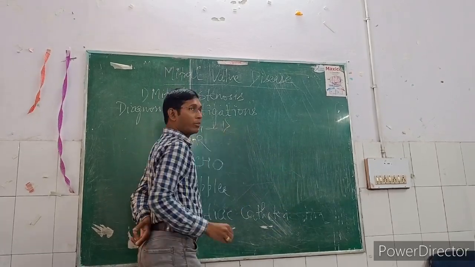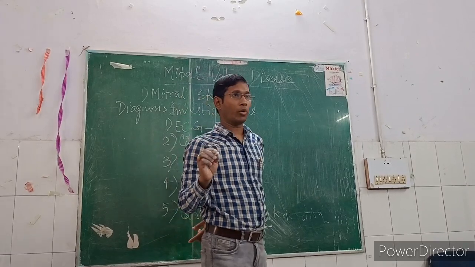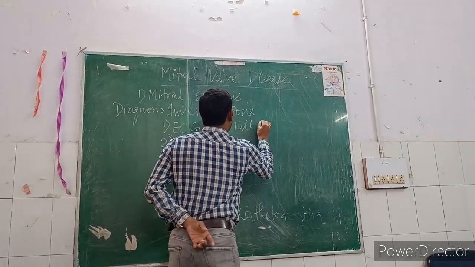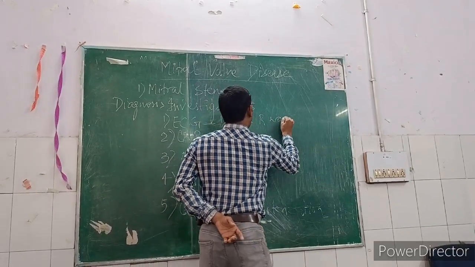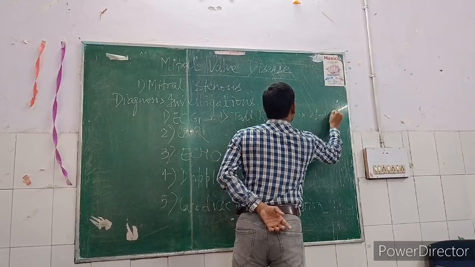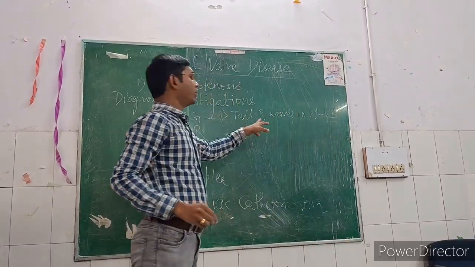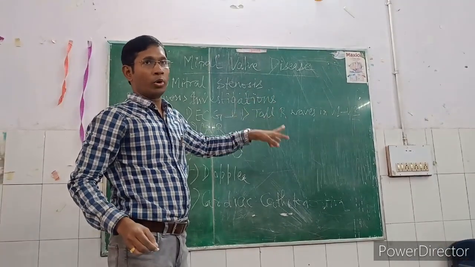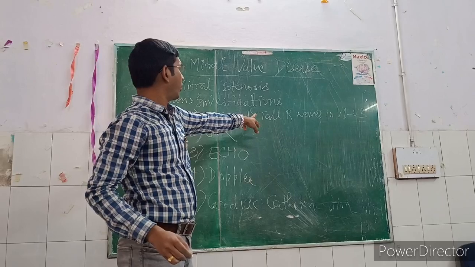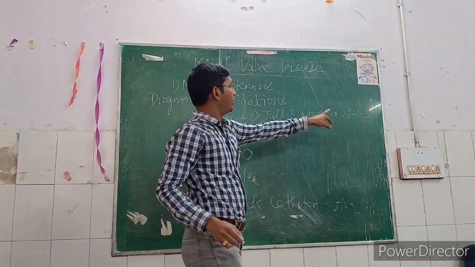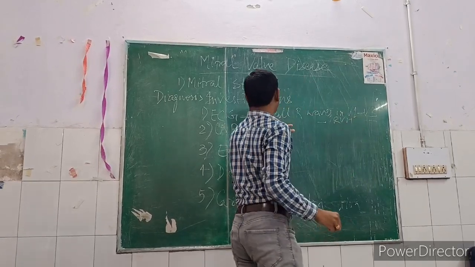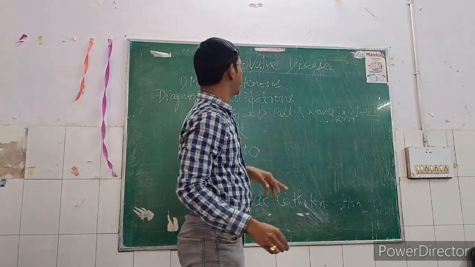Signs of right ventricular hypertrophy are tall R waves in V1 to V3. Normally in V1 to V3, the S wave is deeper than the R. But in case of right ventricular hypertrophy, there are tall R waves in V1 to V3. These are the signs of right ventricular hypertrophy which can be found in mitral stenosis.